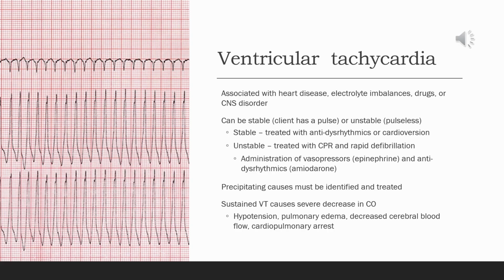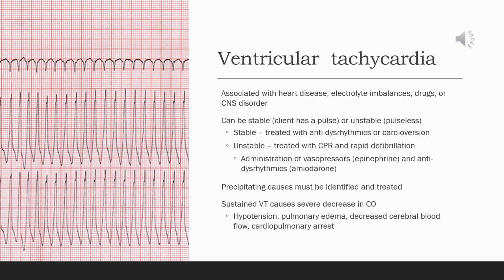So let's talk about the different types of VTAC. VTAC can be monomorphic, which is what you see here on the slides, meaning that all QRS complexes look the same, or VTAC may be polymorphic, where the QRS complexes change in size and shape. A very special type of polymorphic VTAC is called torsades de pointes, which is rare, but it's oftentimes caused by severe hypomagnesemia, and it requires magnesium sulfate for treatment.